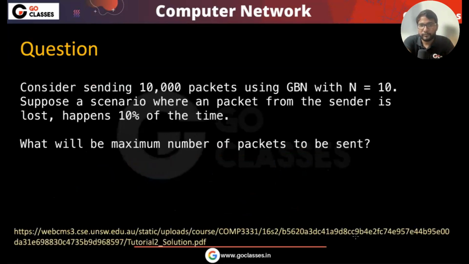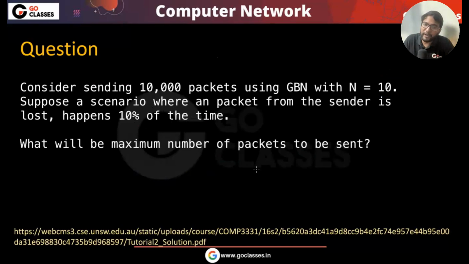Okay. Now let's do this question. What they're saying: consider sending 10,000 packets using go back n with n equal to 10, where n is the window size. So you are sending 10,000 packets and at once you are sending 10 packets. Suppose a scenario where the packet from the sender is lost, which happens 10% of the time. So 10% of the packets get lost, right? What will be the maximum number of packets to be sent?